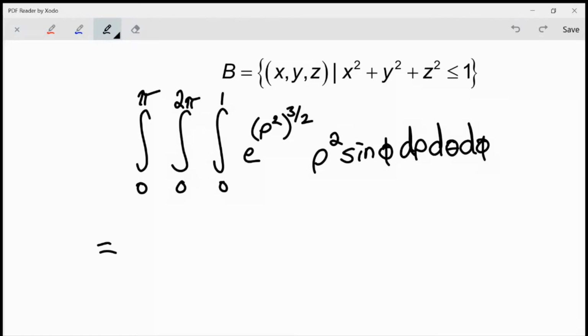So I'm going to start with my phi. With phi, I know I'm going from 0 to pi. And the expression that I have in my integrand that deals with phi is just the sine of phi.